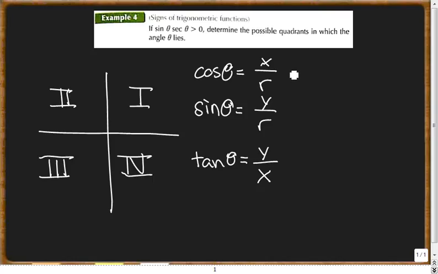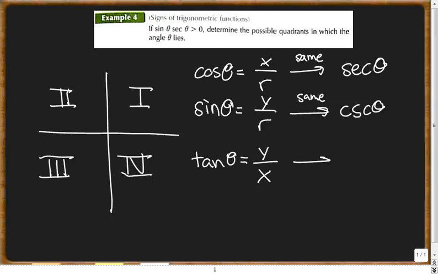So this will have the same sign as secant, same as cosecant, and this will be the same as cotangent. So that's useful for us.